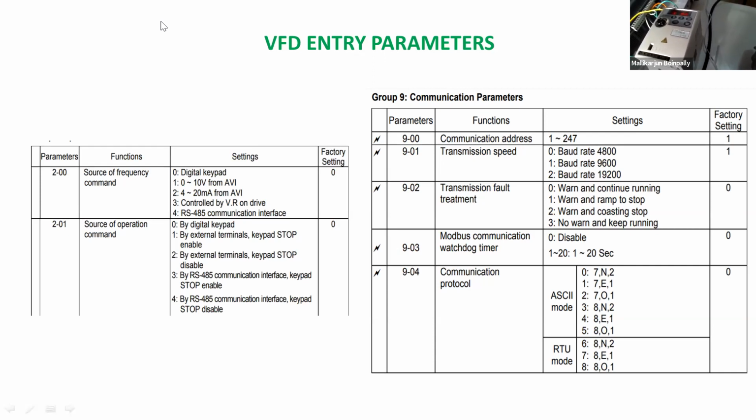Like that, 2-01 is for the source of operating command. If you want to operate directly from the PLC itself, then we need to enter the value 4 here. Four is RS485 communication, keypad stop disabled. That means everything should be done by the PLC memories only, by the RS485 communication interface only.